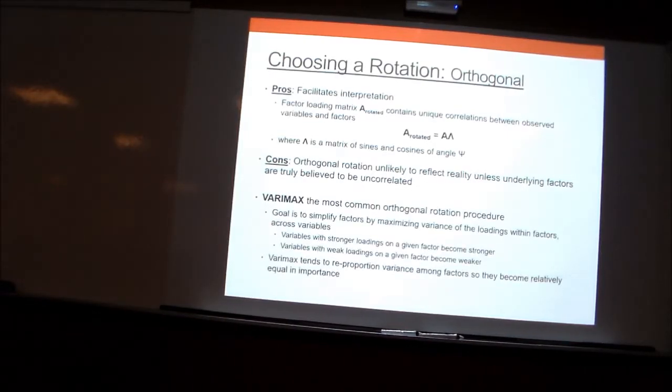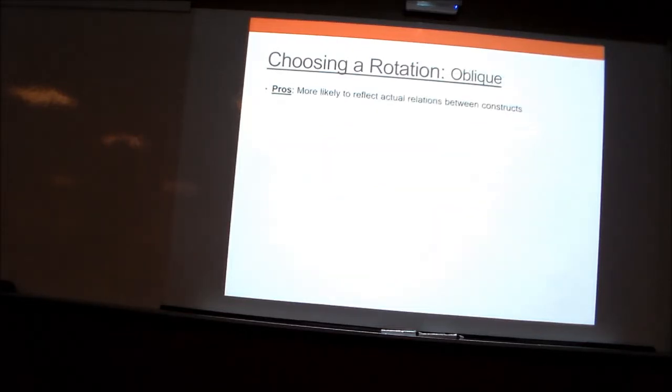Varimax, most common. What we're doing is we're just maximizing variance of loading within our factors across variables. With Varimax rotation, variables with stronger loadings tend to become a little bit higher. Those with weak loadings become weaker. And so our Varimax rotations tend to reproportion variability so that our factors are of relatively equal importance.